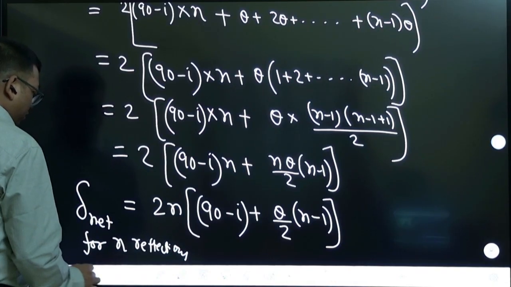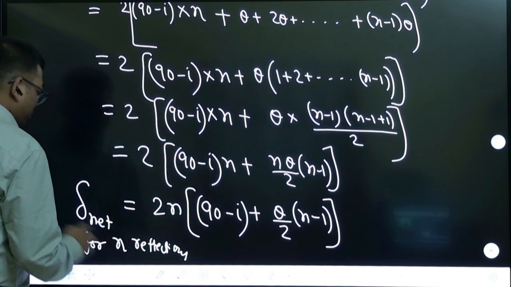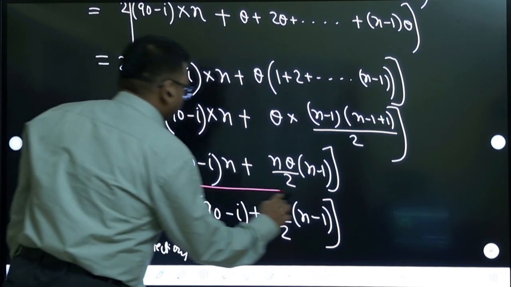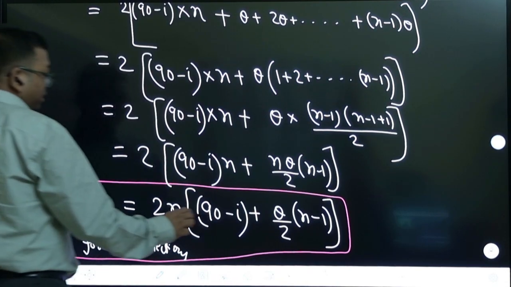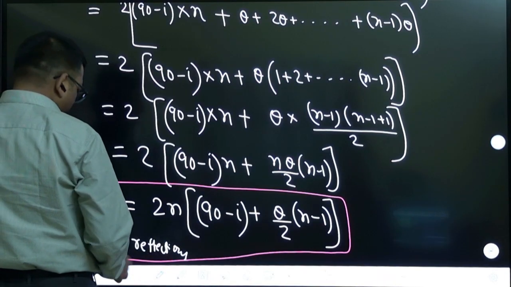Okay, let us try this formula. This is a very important formula. Here 90 minus i is the first glance angle. If you want, you can write it like that.